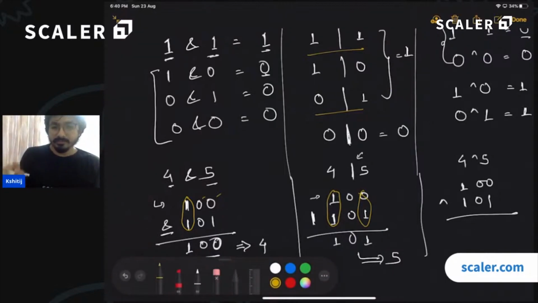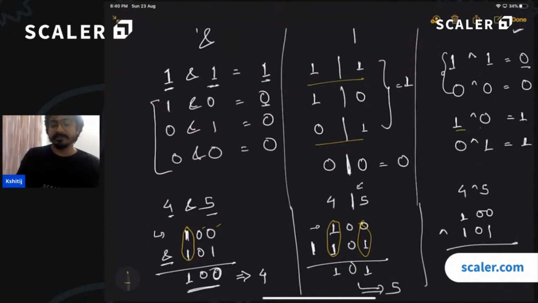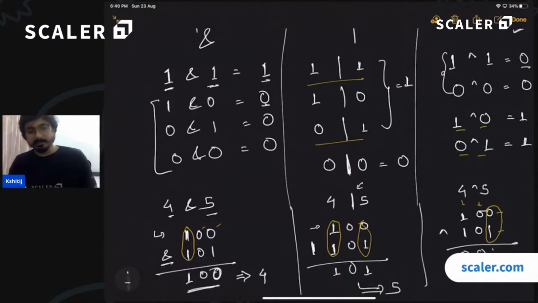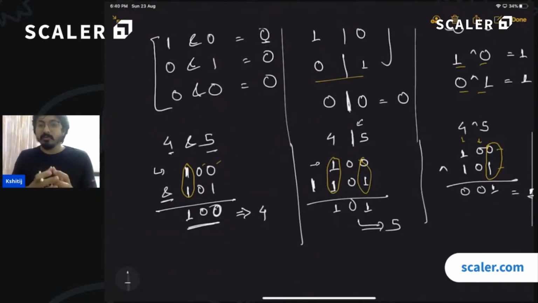XOR gives you a set bit only if both the bits are different. So there is only one pair where both the bits are different. Here we have 0 and 0. Here we have 1 and 1, right? So this is going to be 0, 0, 1, which is nothing but 1 in decimal. Cool. So this is how we will be taking the bitwise AND or XOR of integers.